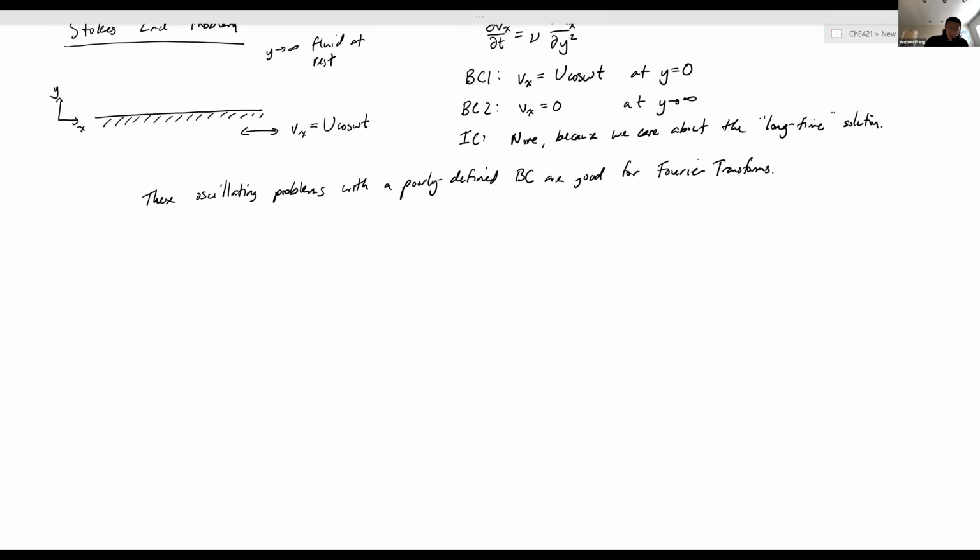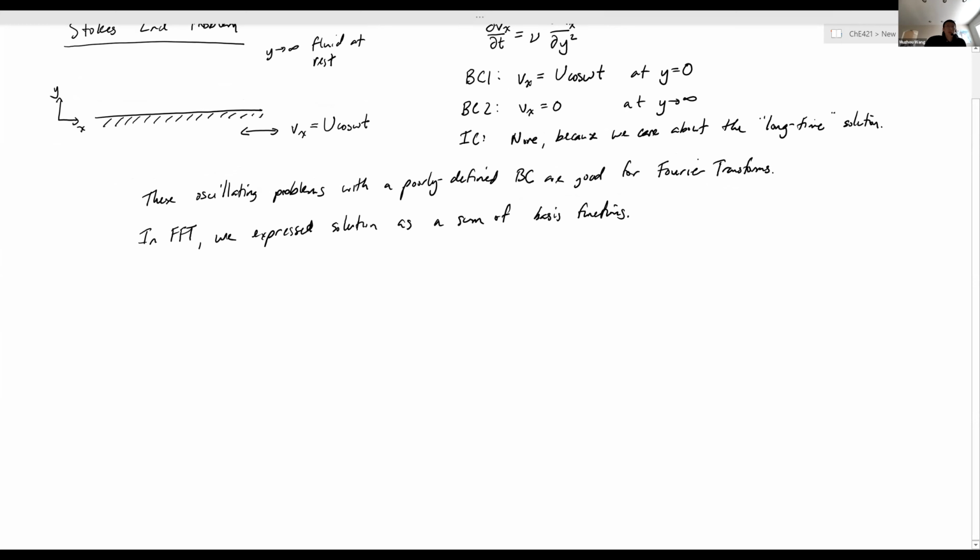Okay, let me draw an analogy to FFT. Okay, so in FFT, we expressed the solution as a sum of basis functions.